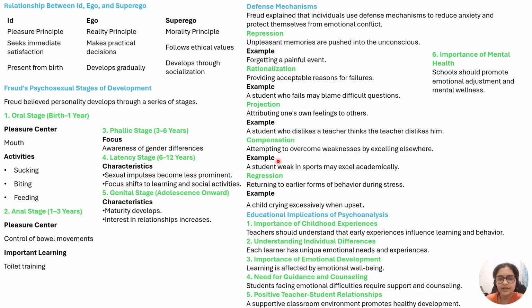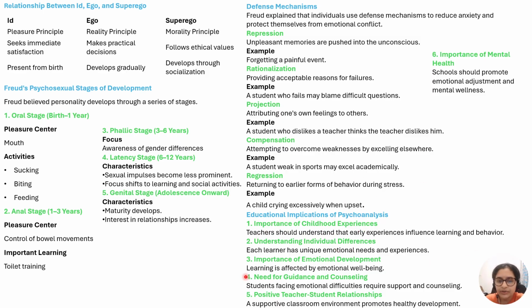Then compensation, attempting to overcome weakness by excelling elsewhere. A student who is weak in sports may excel in academics. Then regression, returning to earlier forms of behavior during stress. Okay, a child will start crying when he is upset. So very simple. What are the educational implications?